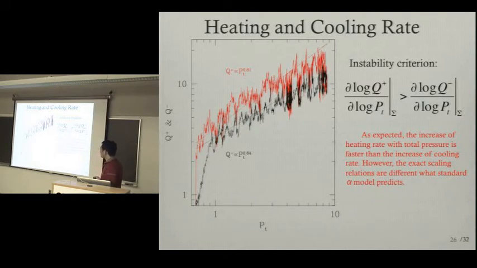The point to take away is that it is true that in the MRI simulations, the heating rate increases faster than the cooling rate, but the slope, how fast the heating and the cooling scale with total pressure, is different from what the alpha model will predict. The alpha model predicts that this is 2, this is 1, but the MRI simulations find a much smaller difference. So the growth rate of thermal instability is much smaller than what the alpha model predicts.